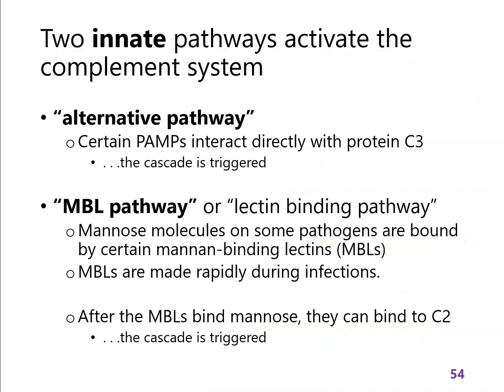Okay, so let's get into how it's initiated. The innate pathways both involve some sensitivity one of the complement proteins has to a pathogen-associated molecular pattern. So certain PAMPs will directly trigger this whole thing by interacting with complement protein C3. So this protein will recognize things on the surface of a bacterium. In this one, this protein will recognize where mannose has bound to a pathogen.